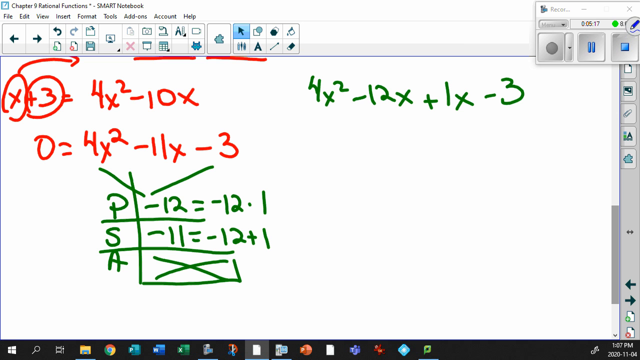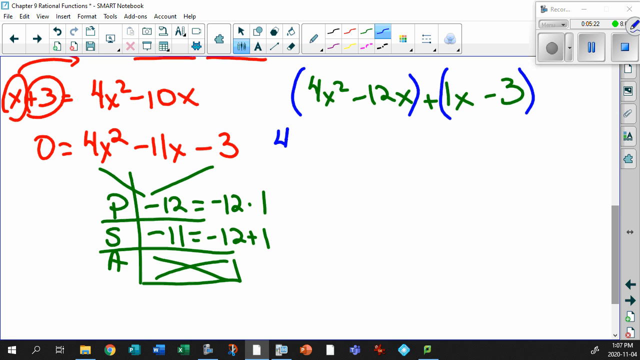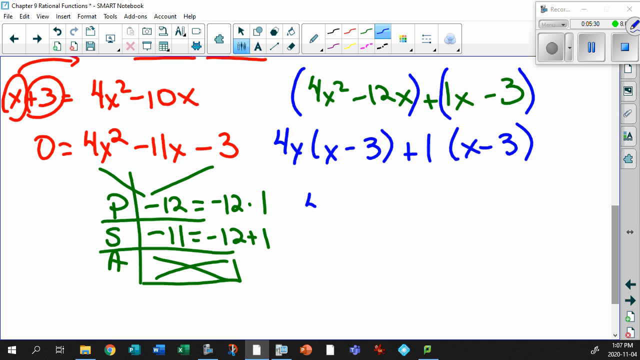Group factor. Do you remember all this? This is all math 10. Take out a 4x. You've got an x minus 3. Take out a 1. You got an x minus 3. Bring them all together. You got 4x plus 1, x minus 3. Those all equal to 0. Boy, this seems like a long algebraic process, doesn't it?